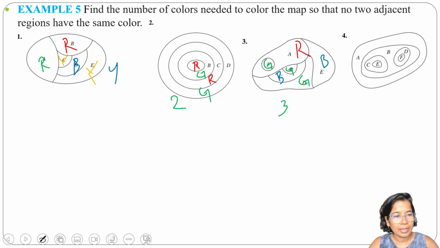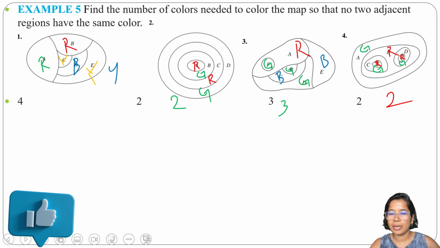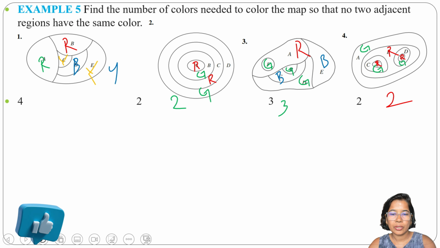Next, graph 4. If we assign A as green, then B cannot be green but C can be green, D can be green, right? A and C are not adjacent, A and D are not adjacent. If B is red, then E can also be red and even F can also be red. F and E are not adjacent to B. With B, C and D are adjacent, not F and E. So here we just need 2 colors. For figure 1, we need 4 colors. For figure 2, we need 2 colors. For figure 3, we need 3 colors. For figure 4, we need 2 colors.